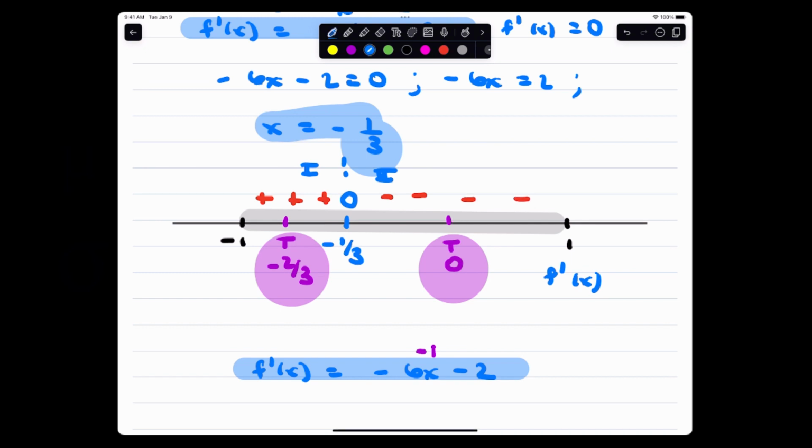And so, ladies and gentlemen, take a look. This is increasing, and this is decreasing. So sure enough, you're standing there on top of a hill. This is the location of your relative max. And there is no relative min.